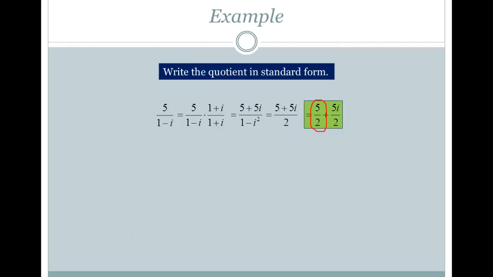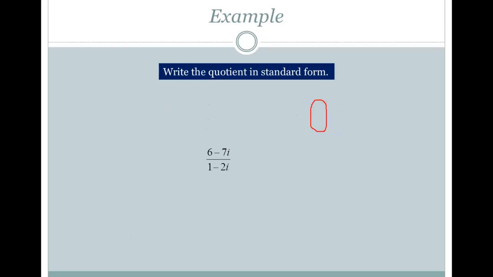Let's do another one here. 6 minus 7i over 1 minus 2i. Again, we have a complex number in the denominator, so I have to multiply top and bottom by the conjugate, which is 1 plus 2i. And so on the bottom, I'm going to get 1 minus 4i squared. And again, i squared is negative 1. So this bottom here is going to be equal to 5.